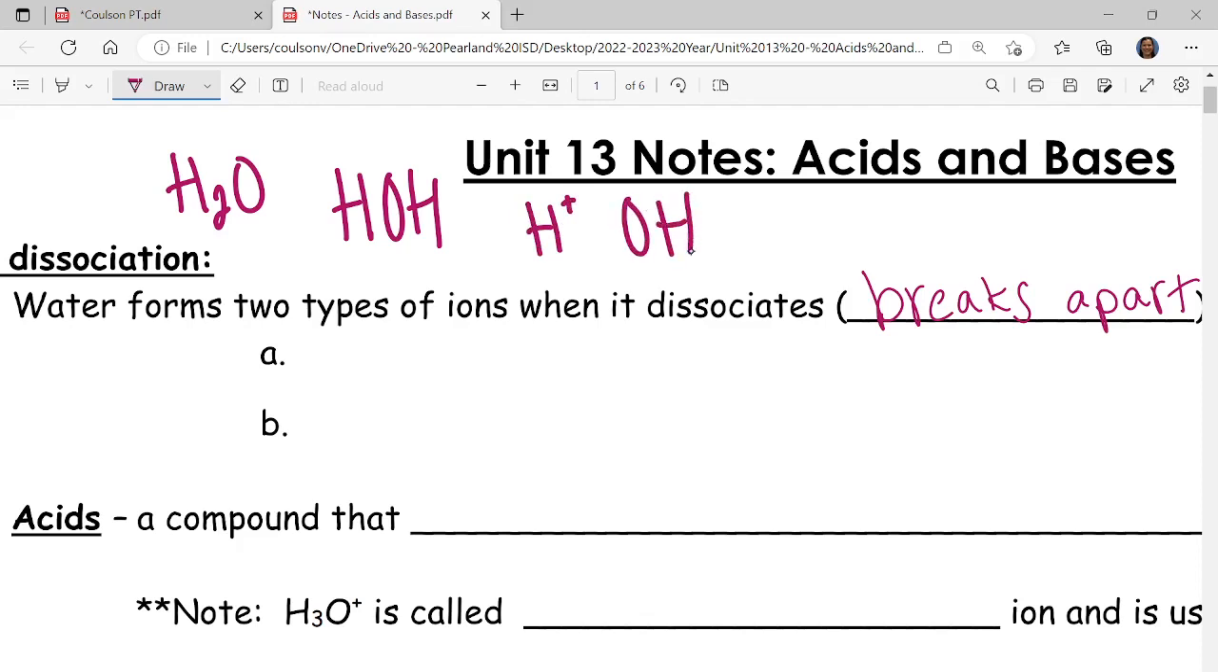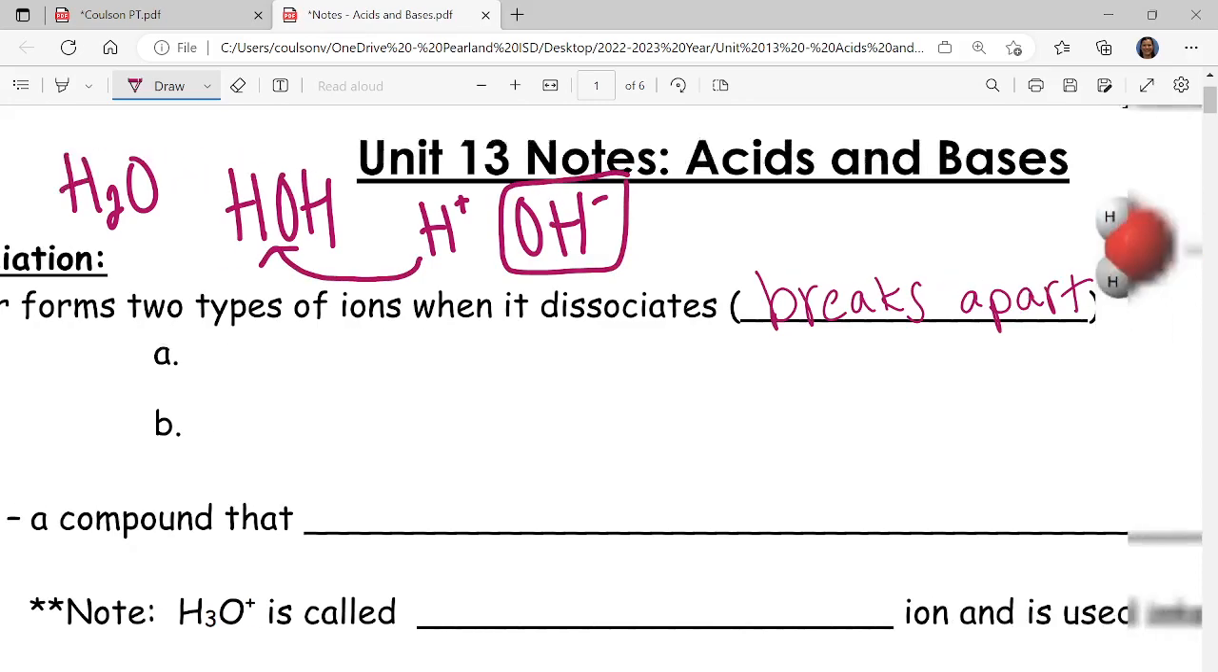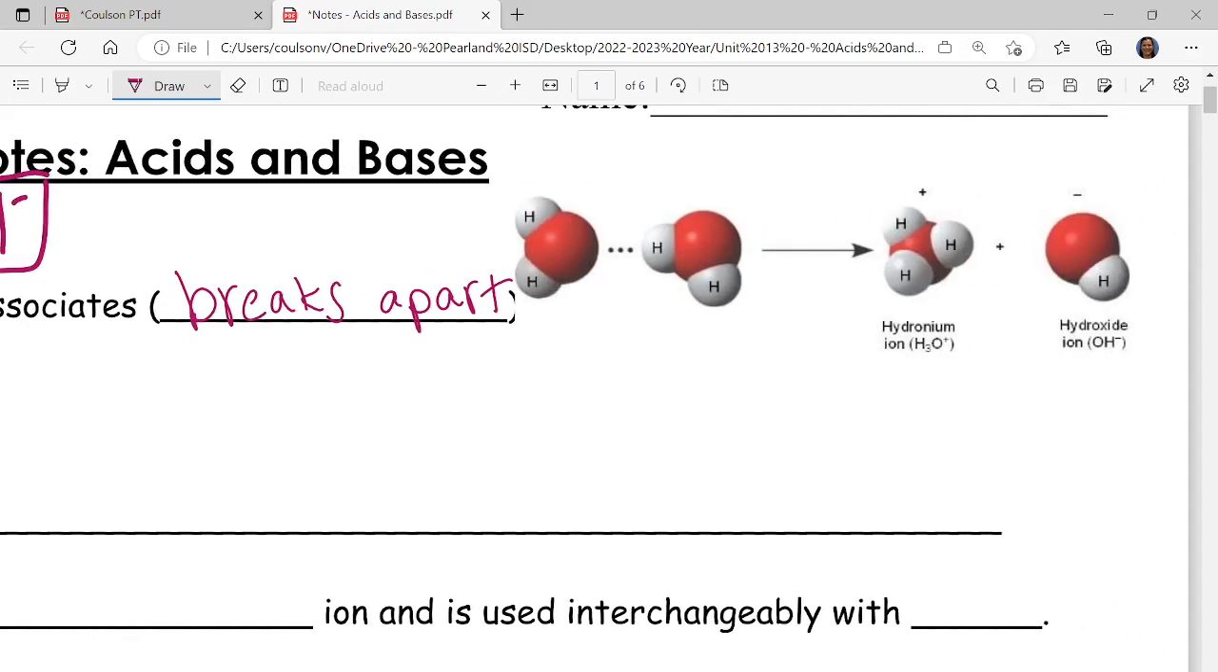Hydroxide ions. Okay, so the reason I'm writing it up here and not on A and B is because I wanted to talk through it first. What really happens is that you do end up with your hydroxide ions, but then your hydrogen ion basically attaches to another water molecule, and you end up with what is called hydronium, and that is H3O+.